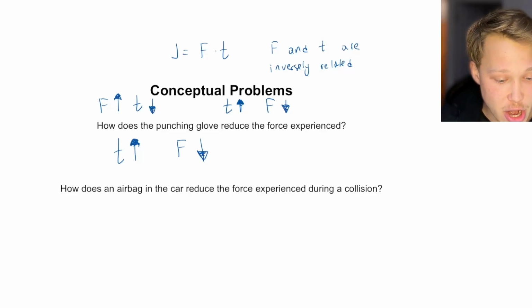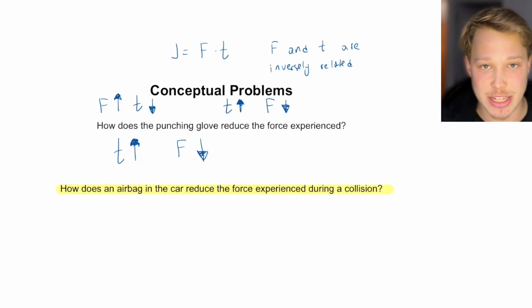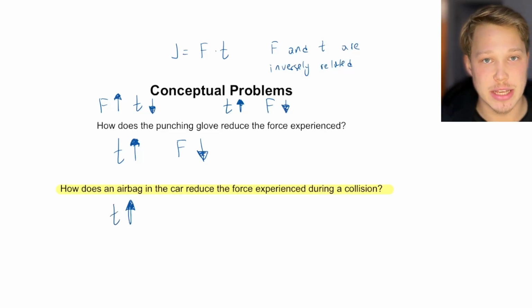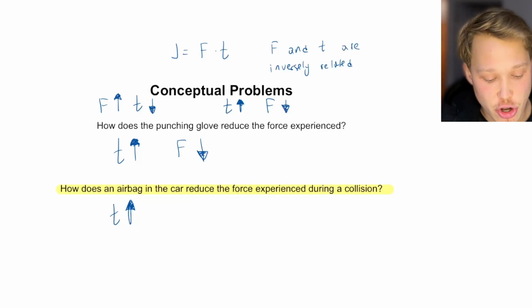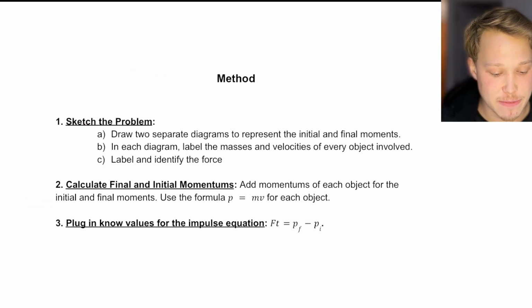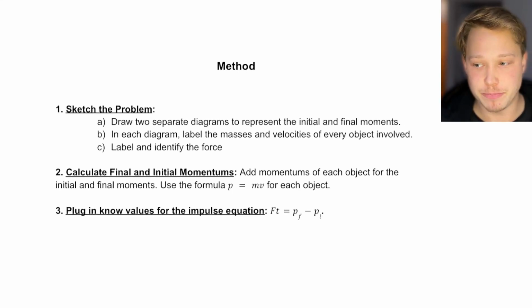The airbags in our cars work similarly. So the second question is, how does an airbag in the car reduce the force experienced during a collision? The airbag increases the time it takes for the collision to take place, therefore reducing the force that you are experiencing during the collision. So now let's take a look at how we would solve quantitative problems. Our method is the following. It's almost the same as our method for conservation of momentum.